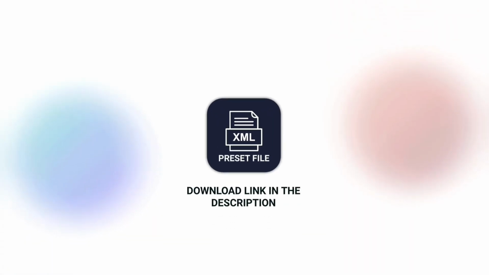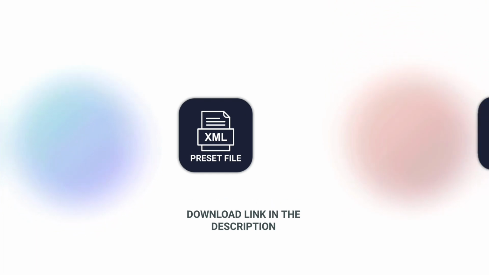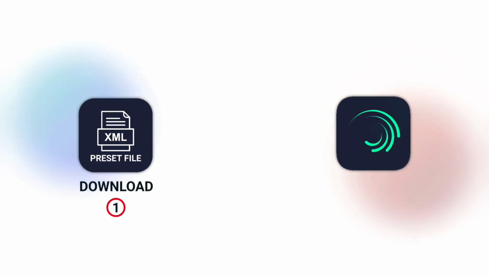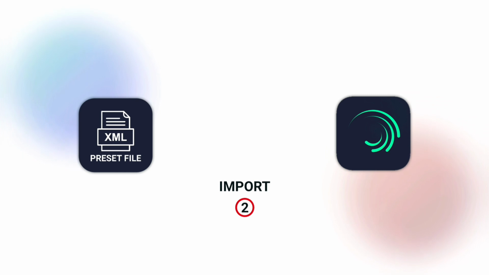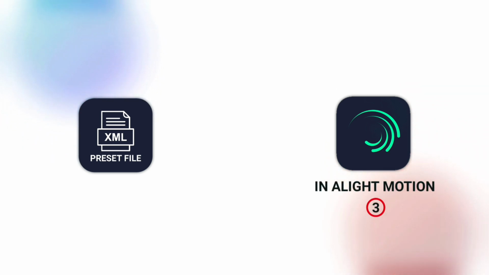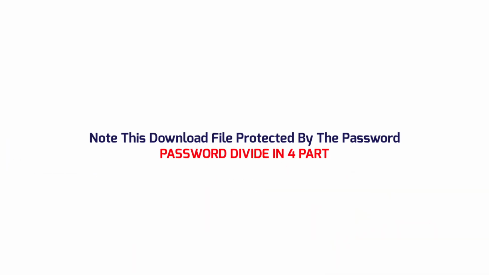And the download link of its XML preset file is in the description. After downloading, it has to be imported into the Alight Motion app. Then the Alight Motion app has to be opened.